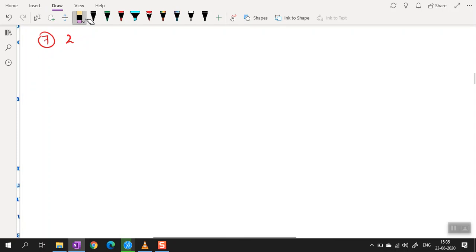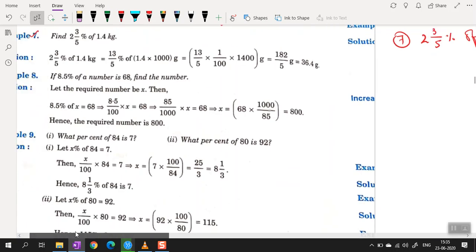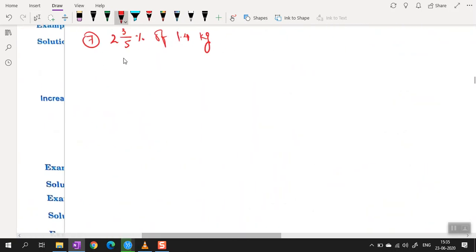Question number 7. Find 2 3 by 5% of 1.4 kg. Okay, let's see. First we are going to convert this mixed fraction into improper fraction. So 5 2s are 10, 10 plus 3, 13 by 5 percentage. We take care of this percentage by dividing the whole fraction by 100. Now see, this 'of' translates mathematically into multiplication. 1.4 kg, you can write it as 1.4.